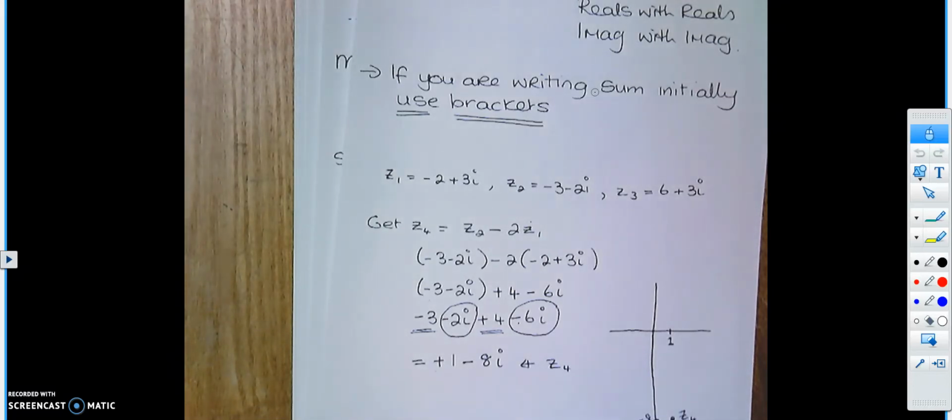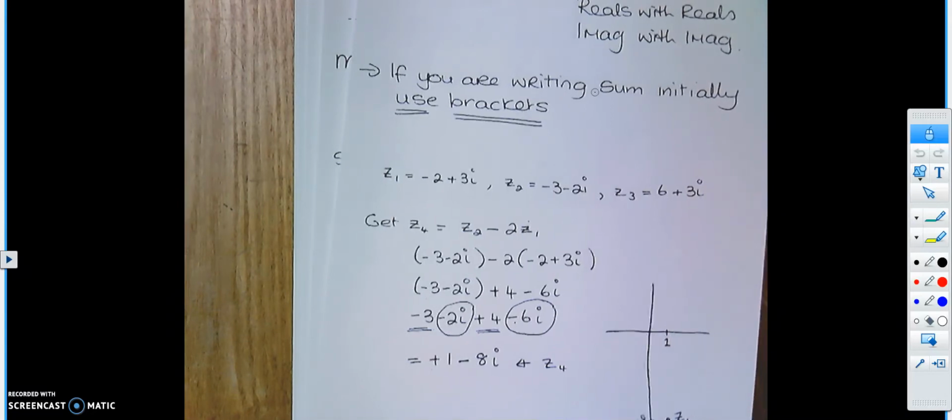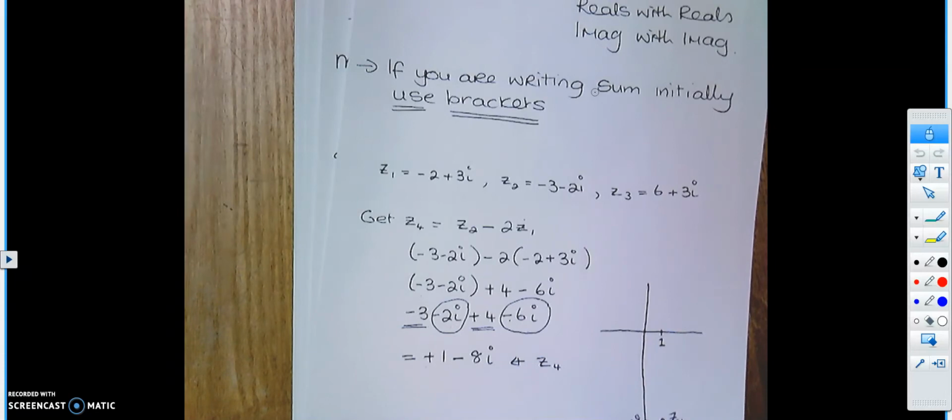Okay, so that's adding and subtracting. So it's exactly the same as algebra. You just have to remember to write it down in brackets first. All right, so I know it might seem silly, I know it might seem like a waste of time, but write it down. It will save you time in the long run.